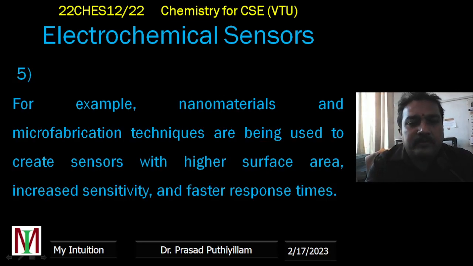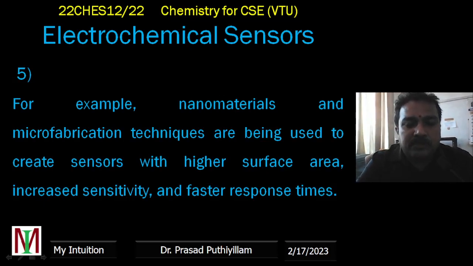Smaller materials have more surface area, so we call it the surface to volume ratio. In the given space, there will be more active surfaces if it is a nanomaterial. If it is a bulk material, a big material, only this much surface is there. If they are in the nano size, so many surfaces, all the surfaces are there for the sensing.